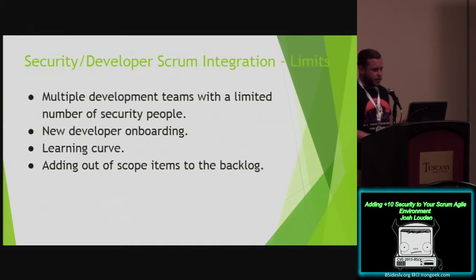Then on to some limitations. So if there are multiple development teams, I touched on this briefly, but there are a limited number of security teams, it could be difficult to focus on multiple teams. Security teams could spread themselves too thin.